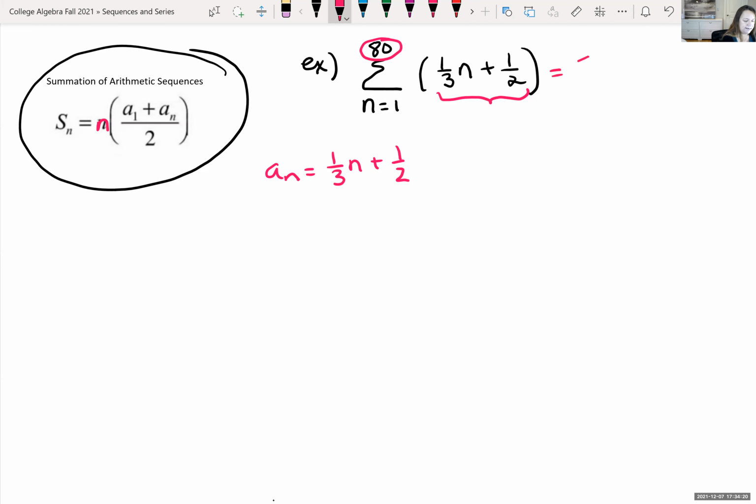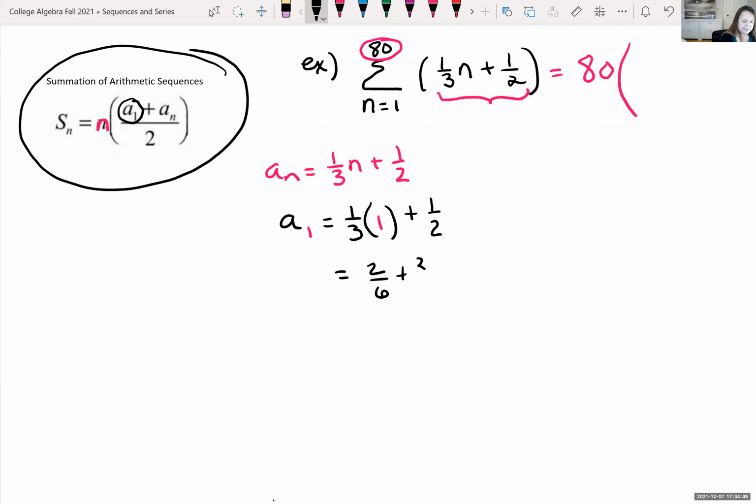So this is equal to 80 all times. It's telling me to take my first term. Well, let's look at what our first term is. We need to figure out what that is. So let's plug in and find a1. So that's 1/3 times 1 plus 1/2. So I need a common denominator, which is 6. So I have 2/6 plus 3/6, which is 5/6. So I know that a1 is 5/6 up here.